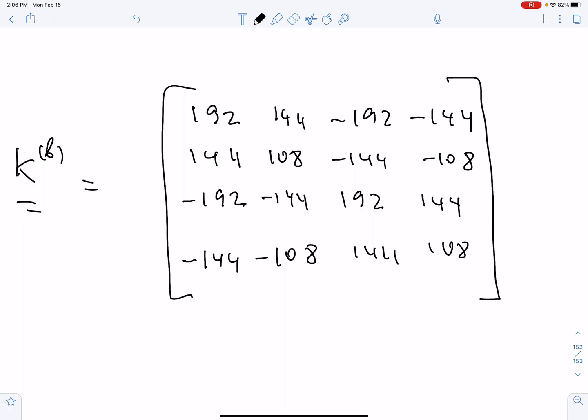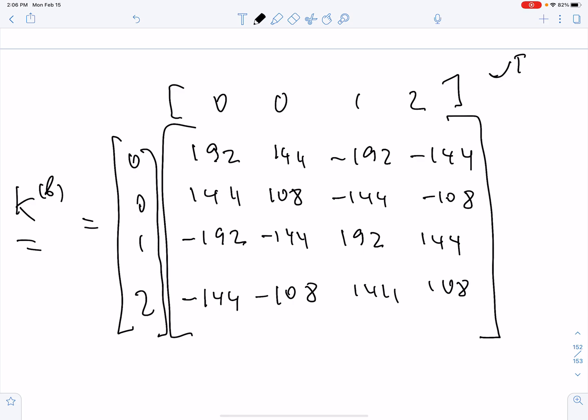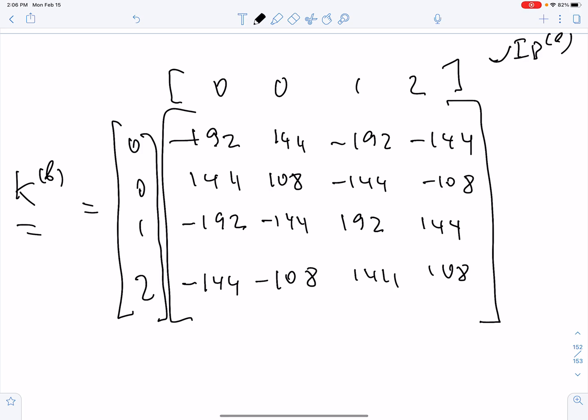Also notice that every row sums to 0. Okay, what this means is if I apply the translation to this bar, then the forces will not develop. Okay. Next, I put the ID array 0, 0, 1, 2. Okay. I put another one 0, 0, 1, 2. Okay, remember this was ID for element B.